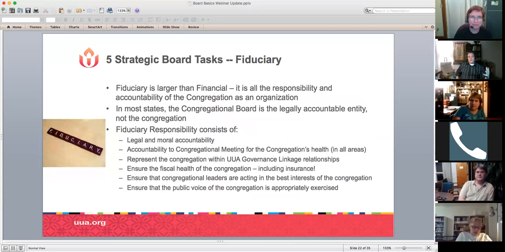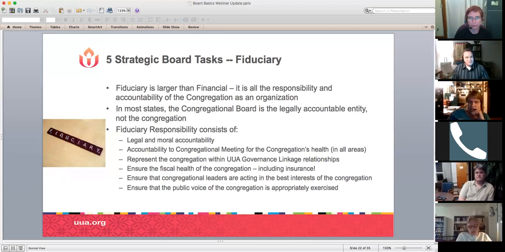Thank you. So the second of the strategic tasks that I think congregational boards have is being a good fiduciary. Now, fiduciary is a word that often attracts images of money, but the fiduciary responsibility of a board is much larger than money. It involves protection and the appropriate use of all of the resources of the congregation. Those resources are financial, at least at some level, in most of our congregations. It's often never enough, but it is a financial resource.